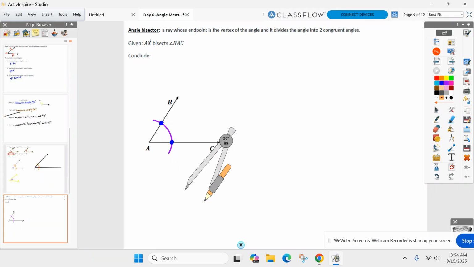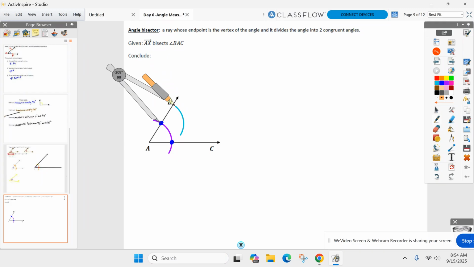Take your compass, put it on one of those points of intersection. And right above that arc, again, we don't need huge arcs. Keep them small. We're going to make a second arc above it. It does not need to intersect the first. And you can leave your compass the same opening for all steps here.